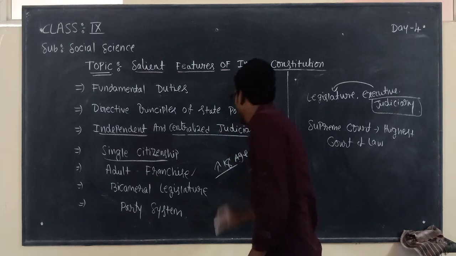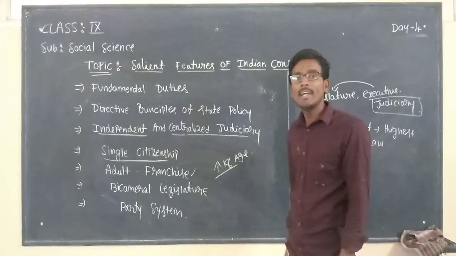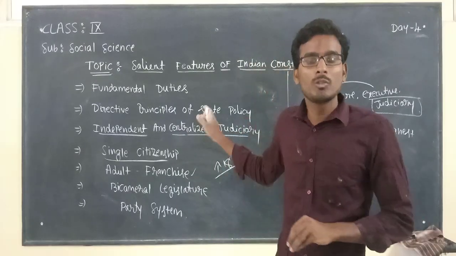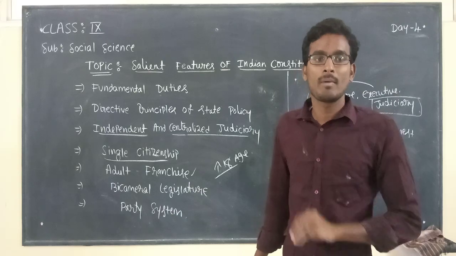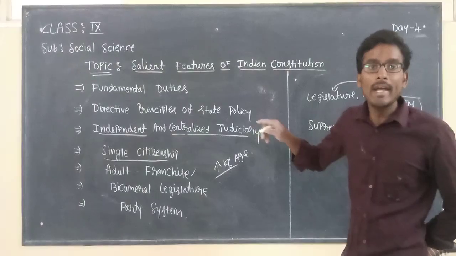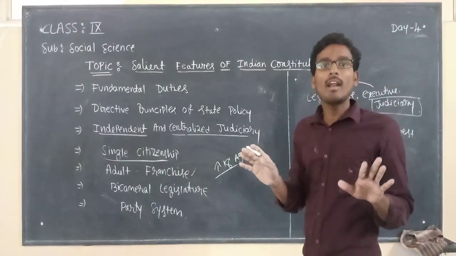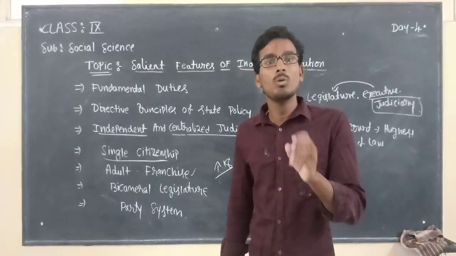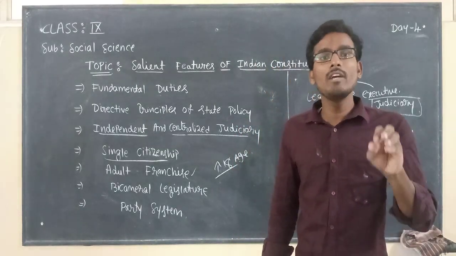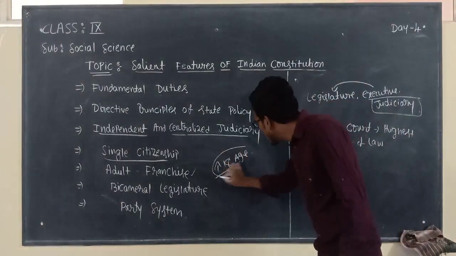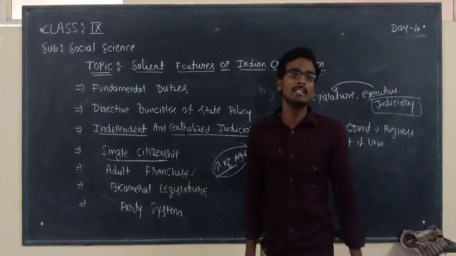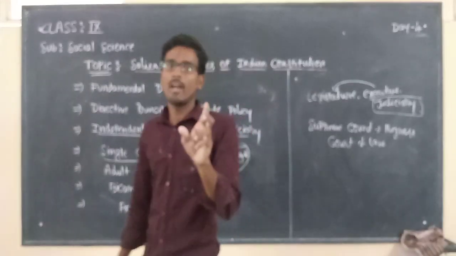The citizens who crossed the age of 18, for them the voting right is given by the Constitution to elect their representatives. That means what? The people whose age is below 18, they don't have any right to give their vote to their representatives. So the voting right is given only to the people who cross the age of 18 years. That is known as adult franchise.